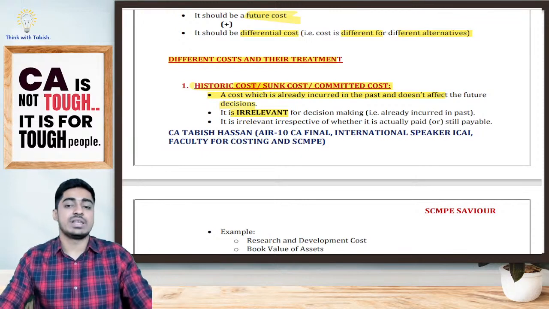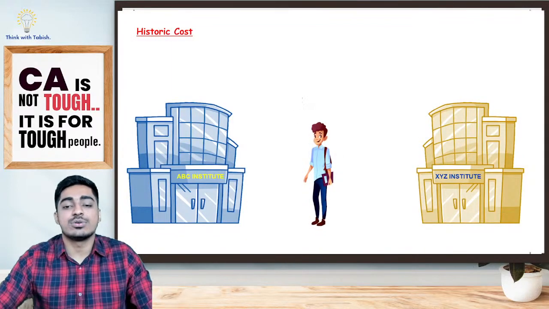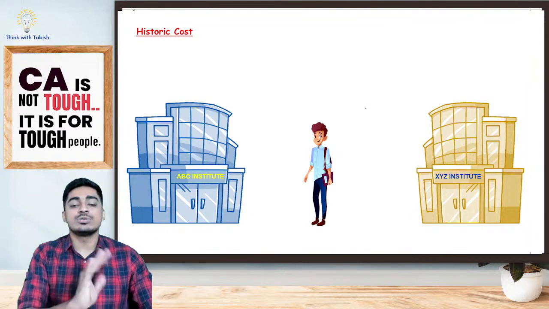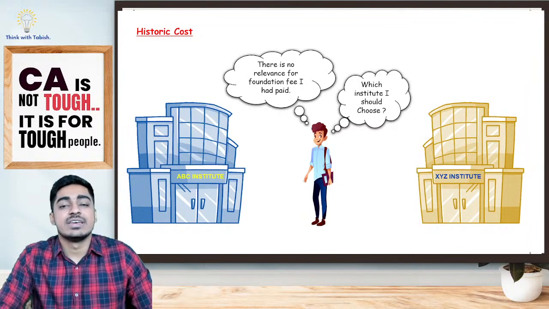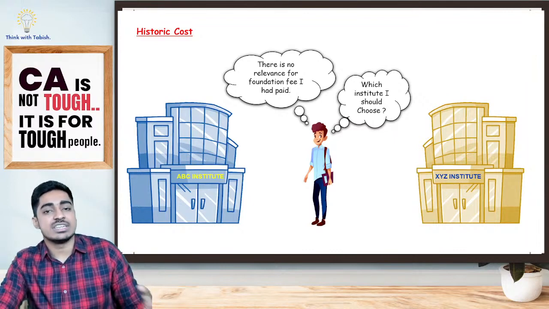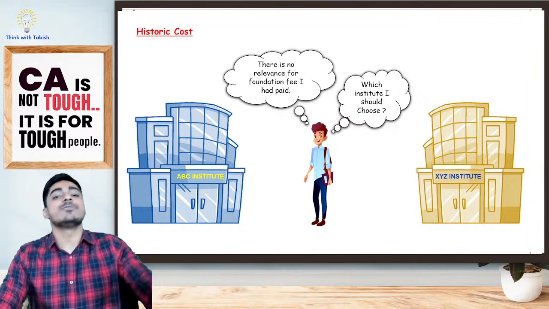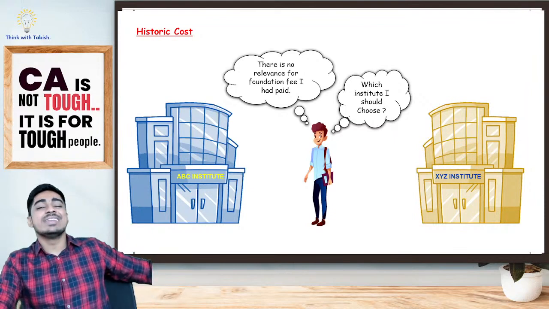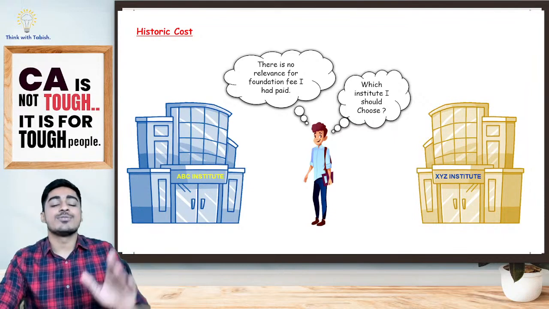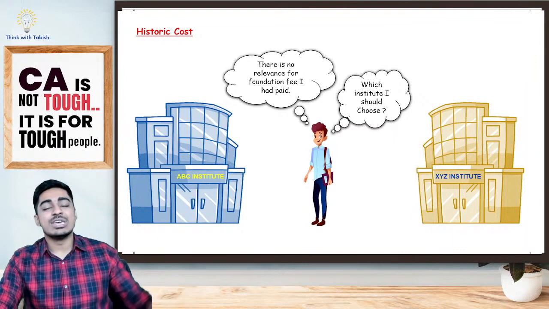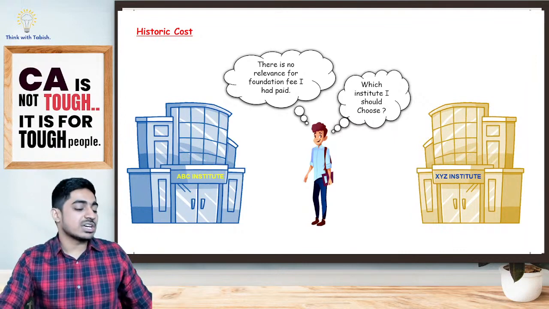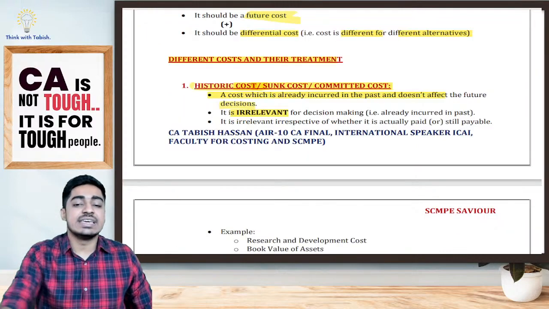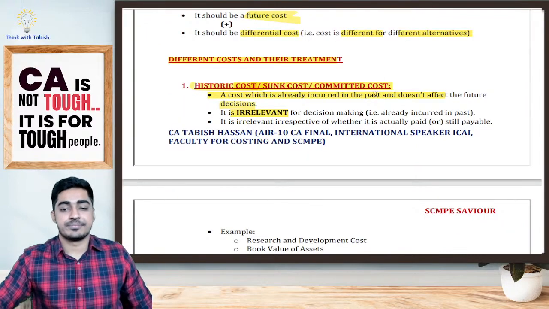A simple example: suppose you as a student are planning to take CA Inter coaching. You are planning to see which institute should I go for CA Inter coaching. Yes, the foundation fees which you have paid. You have paid fees for CA Foundation registration, CA Foundation examination fees. All those you have incurred in the past. Now, irrespective of whether you go for ABC Institute or XYZ Institute, you have already paid that. So it doesn't make a difference. Clear? So historic cost, committed cost, sunk cost is irrelevant for decision making.